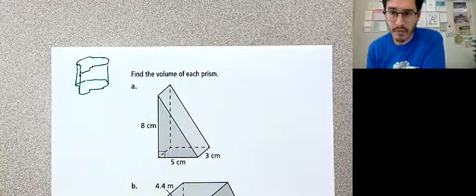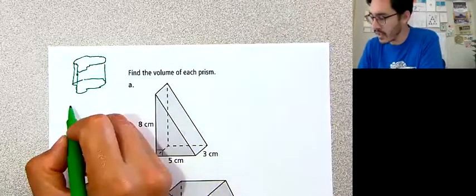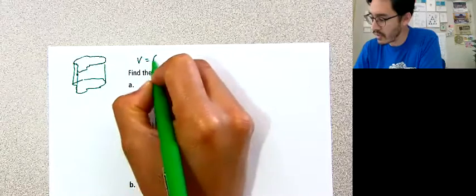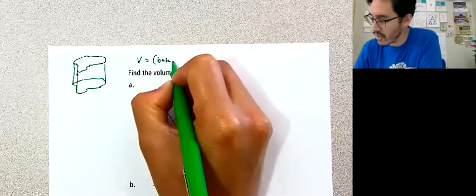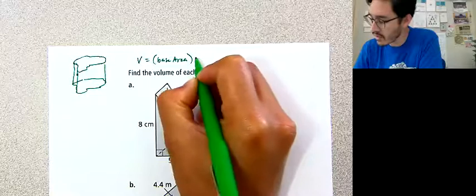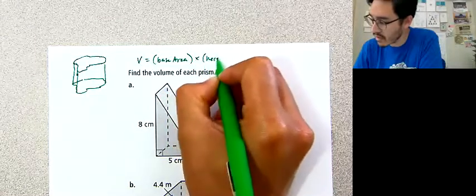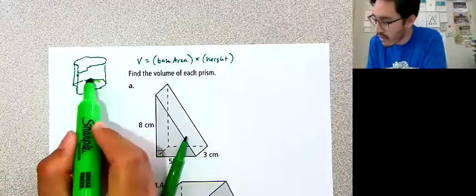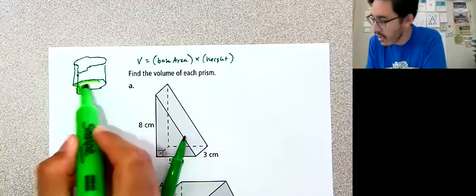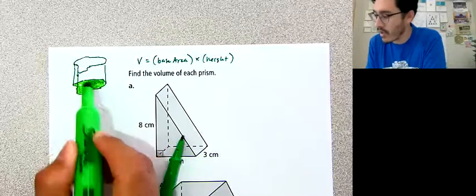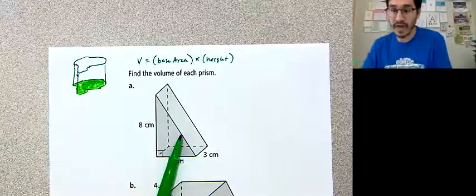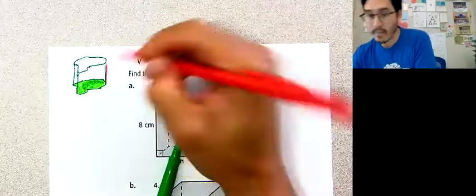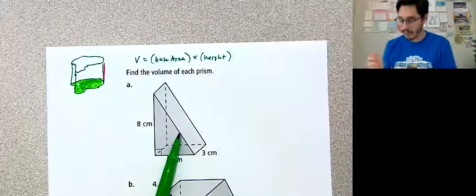So there's a pretty simple formula for volumes of prisms. The volume is equal to the base area times the height. Okay, so if I can figure out how much area I have here on the base or the bottom of the figure, right, and then I multiply it by its height, then I can get the volume.